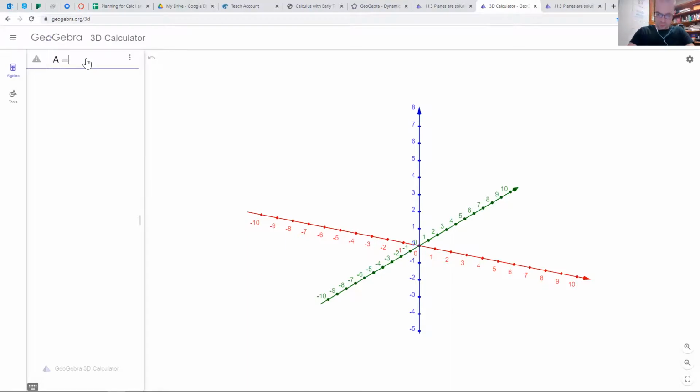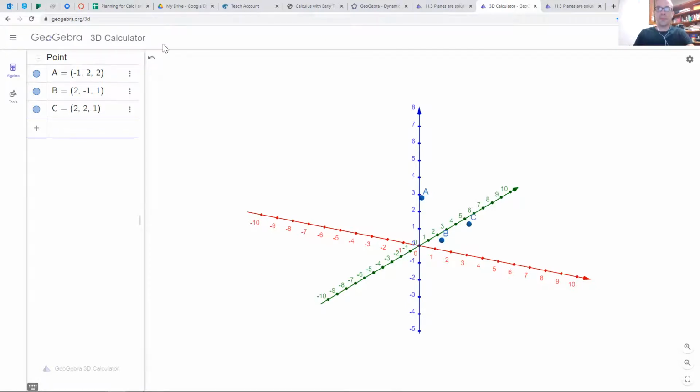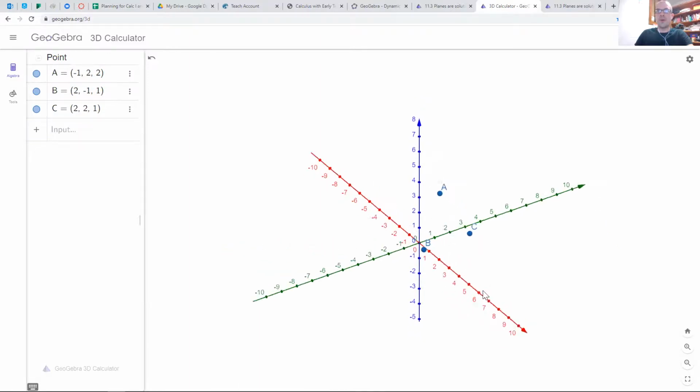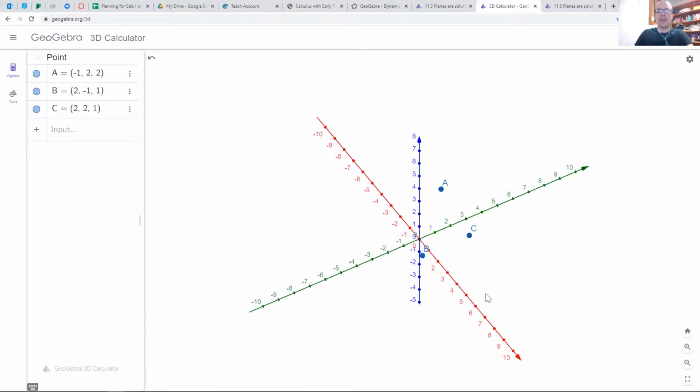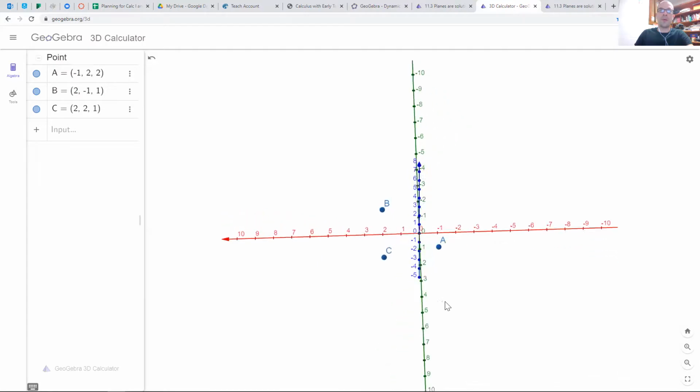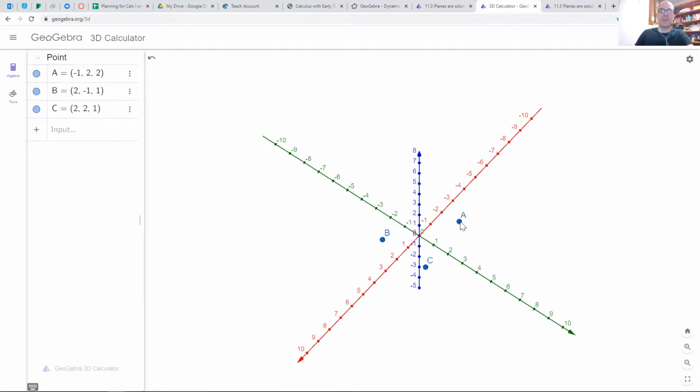A is -1, 2, 2. B is 2, 1, negative... nope, just kidding. -1, 1. And C is 2, 2, 1. Boom. All right, so 3 points. We need to make 2 vectors. I don't know. Let's make them both point from A. So we'll go from A to B and then A to C.